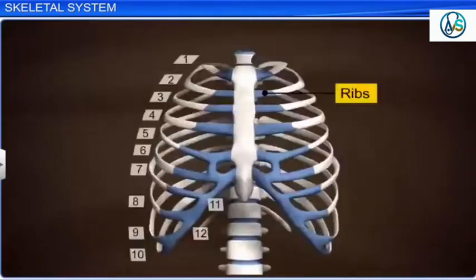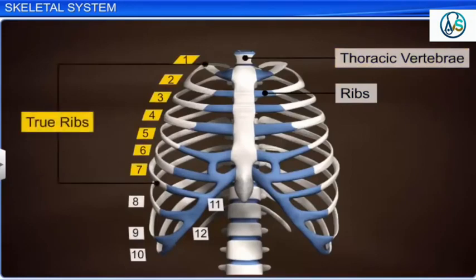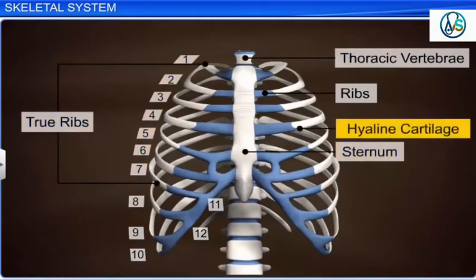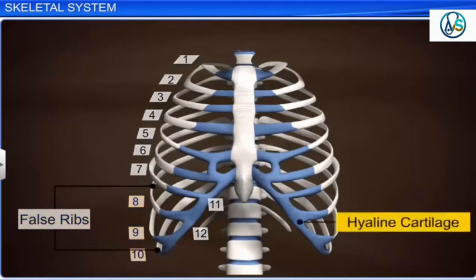There are 12 pairs of ribs, where each rib is a flat bone attached dorsally to the thoracic vertebrae. The first 7 pairs of ribs are called true ribs, as they are attached dorsally to the thoracic vertebrae and ventrally to the sternum by means of hyaline cartilage. The 8th, 9th, and 10th pairs of ribs are called false ribs or vertebrochondral ribs. These ribs are not attached directly to the sternum, but they join the 7th rib with the help of hyaline cartilage.